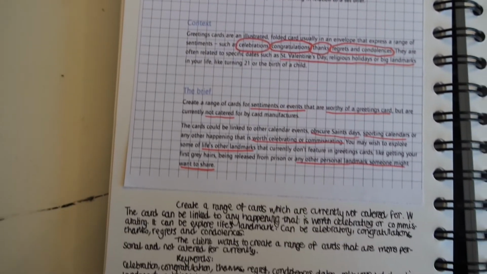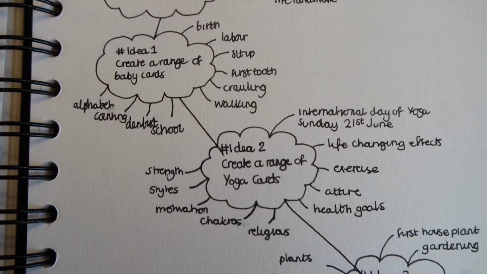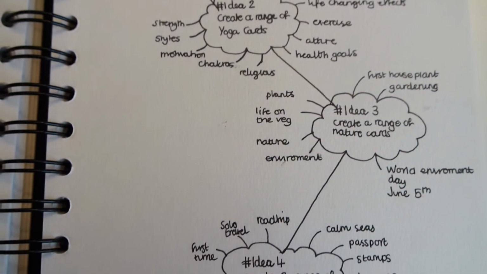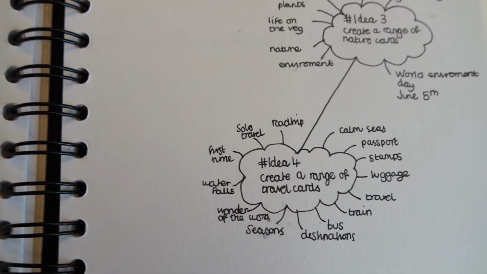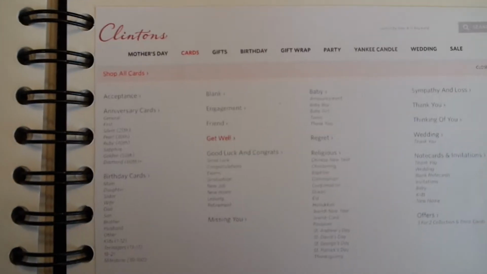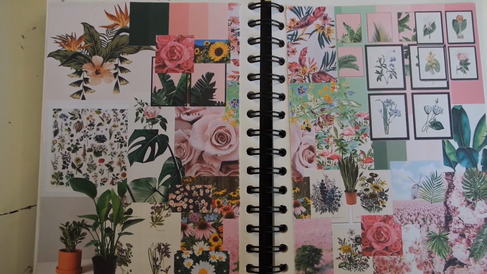After analysing the brief for assignment 2, I started off with a mind map, exploring ideas for baby cards, yoga cards, nature cards, as well as travel cards. I did some market research to see what was available. I researched Hallmark, Clintons, Moonpig, and the Card Factory. This is my mood board.